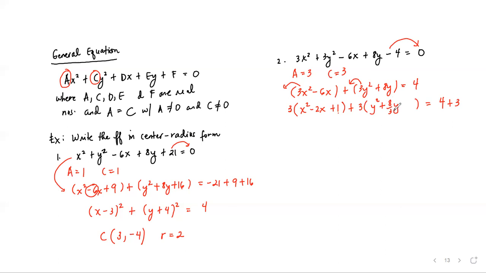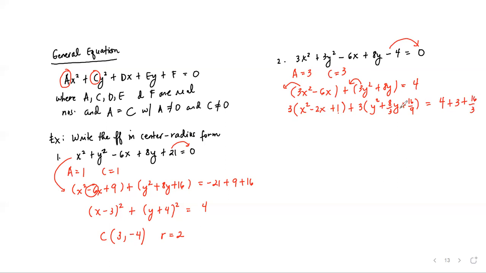And then for the second grouping, we will divide 8 over 3 by 2. So dividing 8 over 3 by 2 will give us 4 over 3. And then squaring 4 over 3 will give us 16 over 9. Now, 16 over 9 multiplied by 3 is 16 over 3. So we shall add 16 over 3 at the right side.